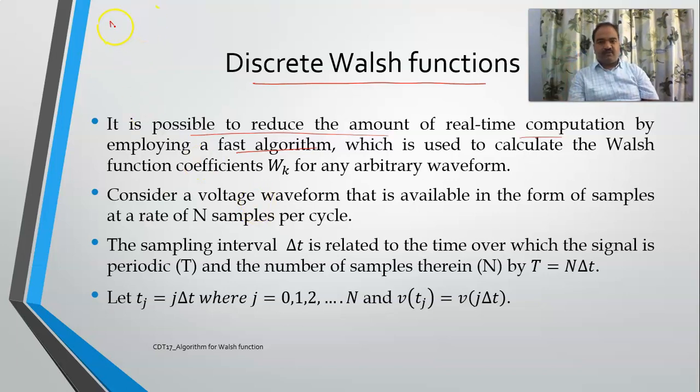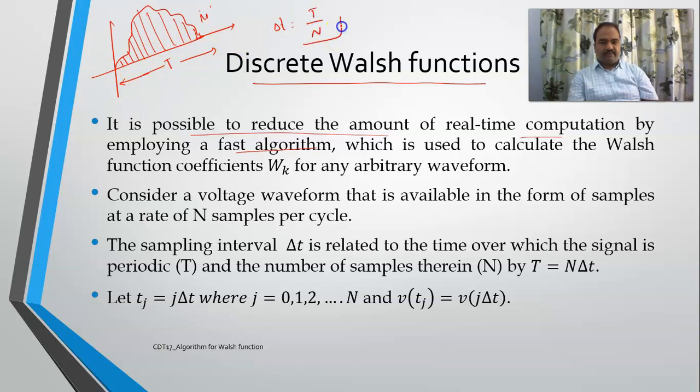So let us consider a voltage signal of this fashion. This is the periodicity. Now I am taking n samples out of this, so a total of n samples have been taken, and this is my total time. So the sampling interval delta t is equal to T by N. The sampling interval delta t is related to the time over which the signal is periodic and the number of samples therein. If I write this in another format, this is the expression. This is what I have written here.